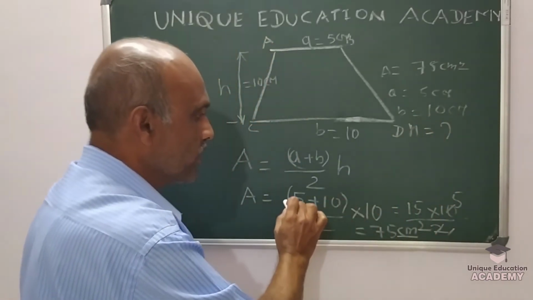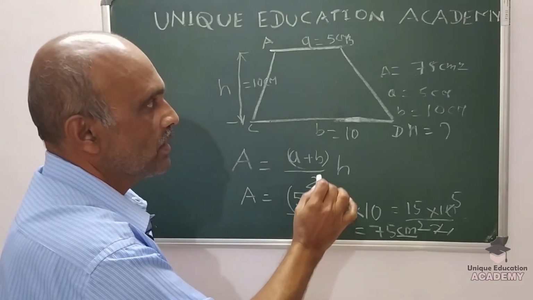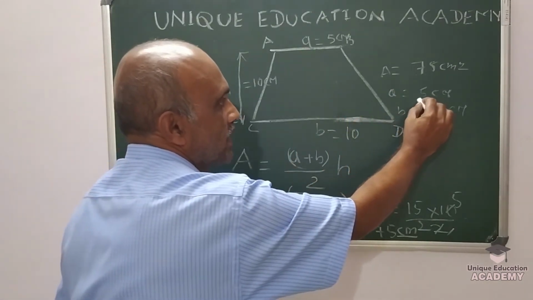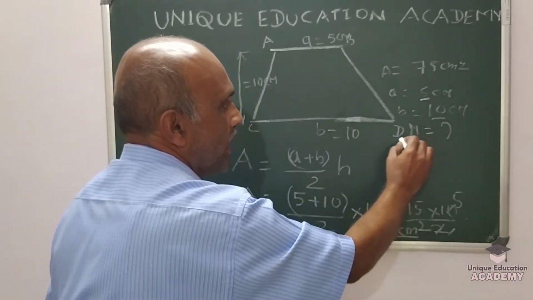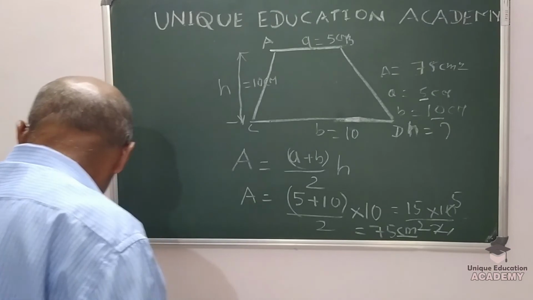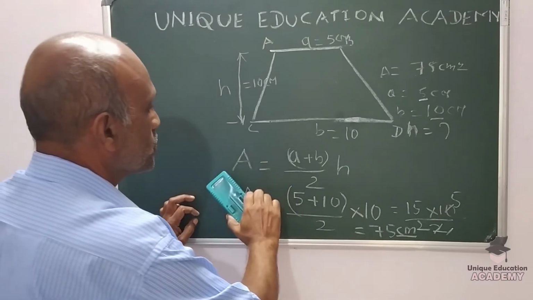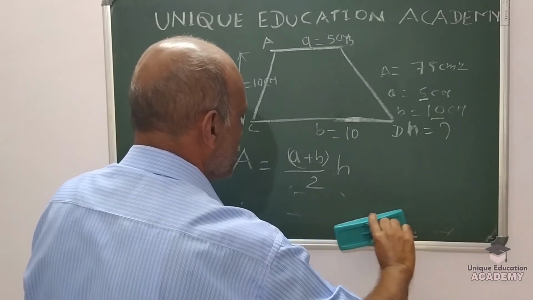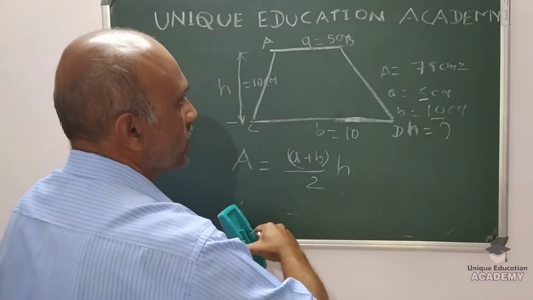So the first type of problem will be, you may be asked to find the area of the trapezium. In the other case, area will be given to you and the length of the two parallel sides, a is equal to 5 centimeter and b is equal to 10 centimeters, and height you are supposed to find out. What is the height of the trapezium? In this case also, the same equation can be used to find the height.